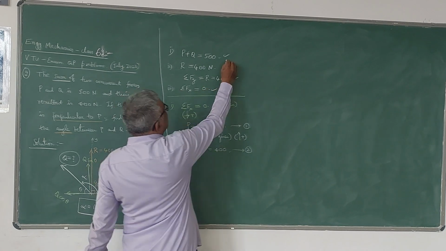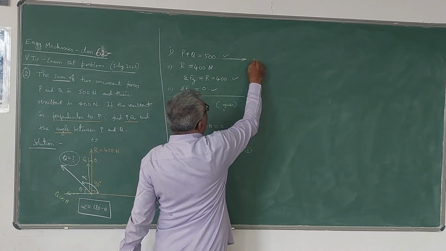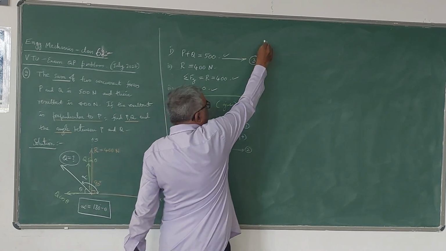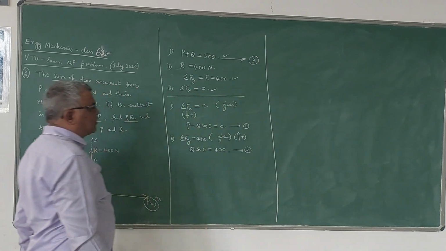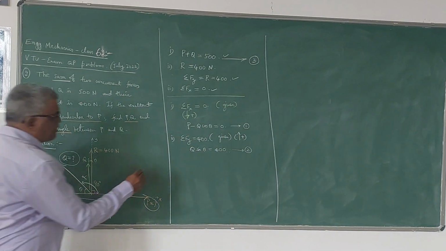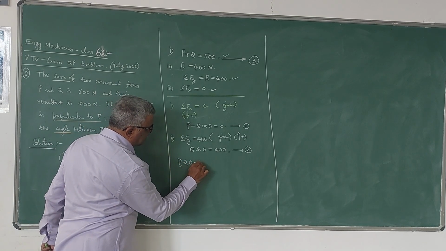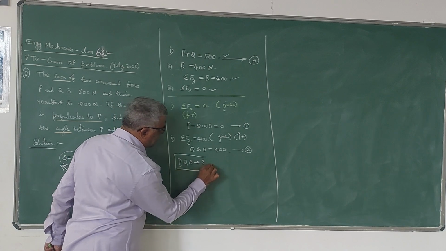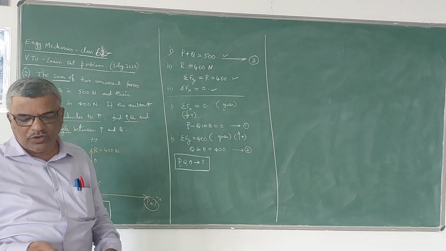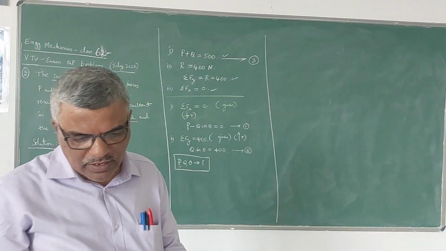And the third equation is this. P plus Q is equal to 500. So now there are three equations, three unknowns. So, what are the unknowns? P is the unknown, Q is the unknown, theta is the unknown. So, you have three equations and three unknowns. You can easily solve them by any method.